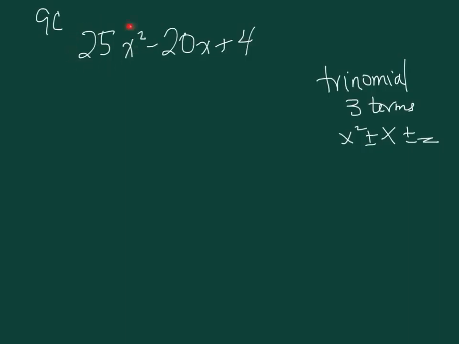So I check if the first term here is a perfect square. Can I square root 25? Yes, I can. Right? Can I square root x squared? Yes, I can. I can square root 25, that's 5, and square root of x squared is x. Then I look at my last term, my number here. Can I square root 4? I surely can. Square root of 4 is 2.